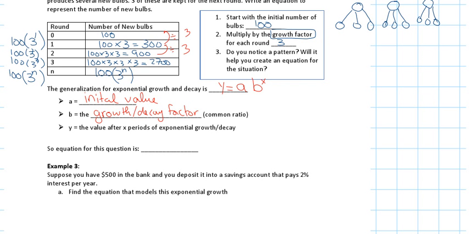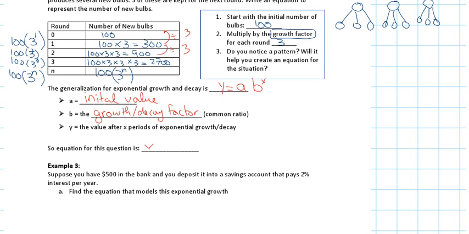So, if you are looking at the equation for this one, how would I write my equation? I start with y equal to. What's my initial value? 100. What's my ratio? 3. And then to the power of x or n or whatever letter you want to use.